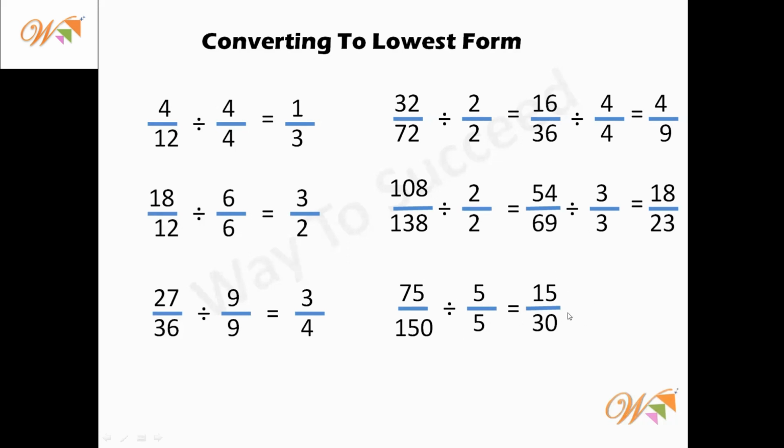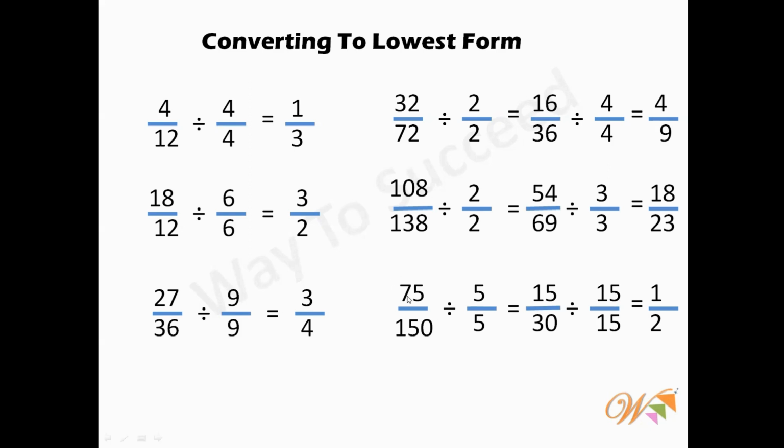So 5 by 5, I got 15 by 30. Now it's easy. I can see 15 and 30 both are divisible by 15. So I divided them directly by 15 and I got half. The lowest form of 75 by 150 is half.